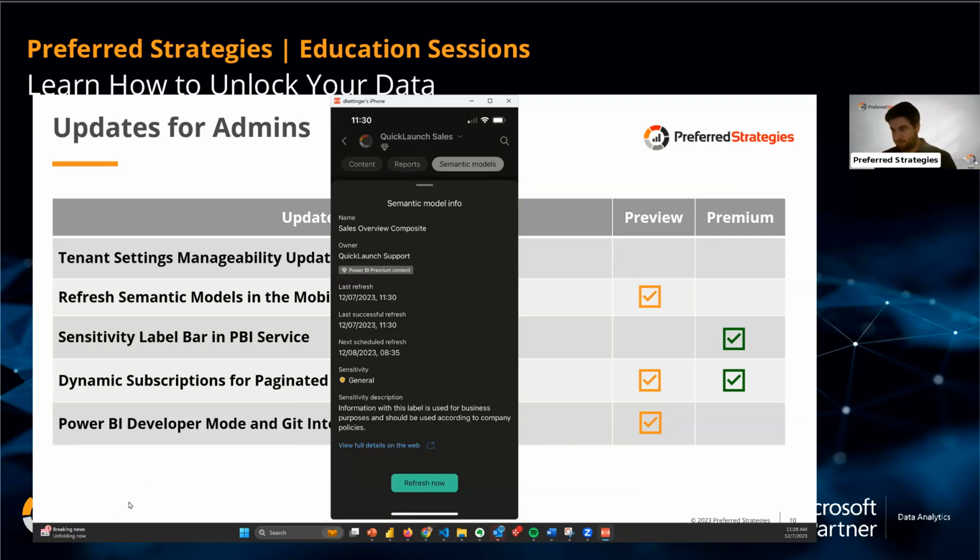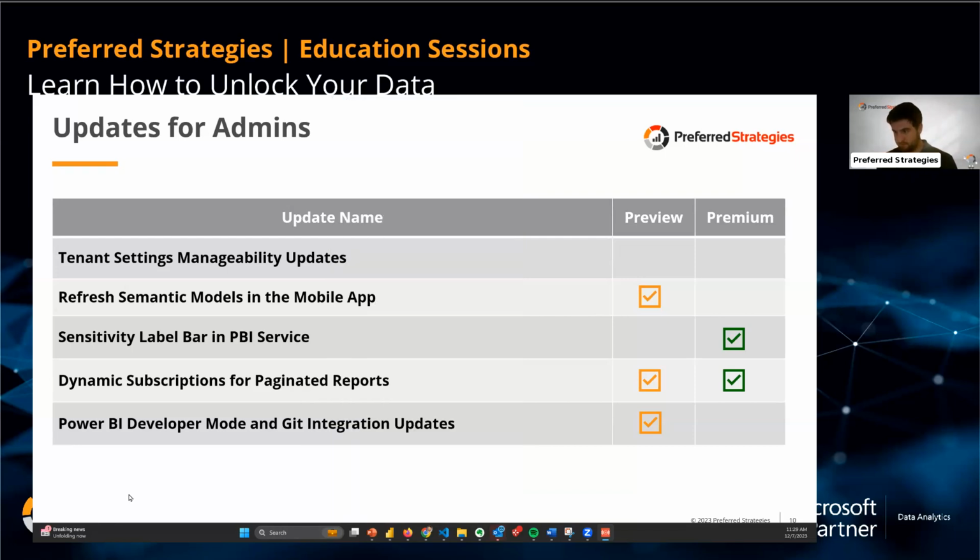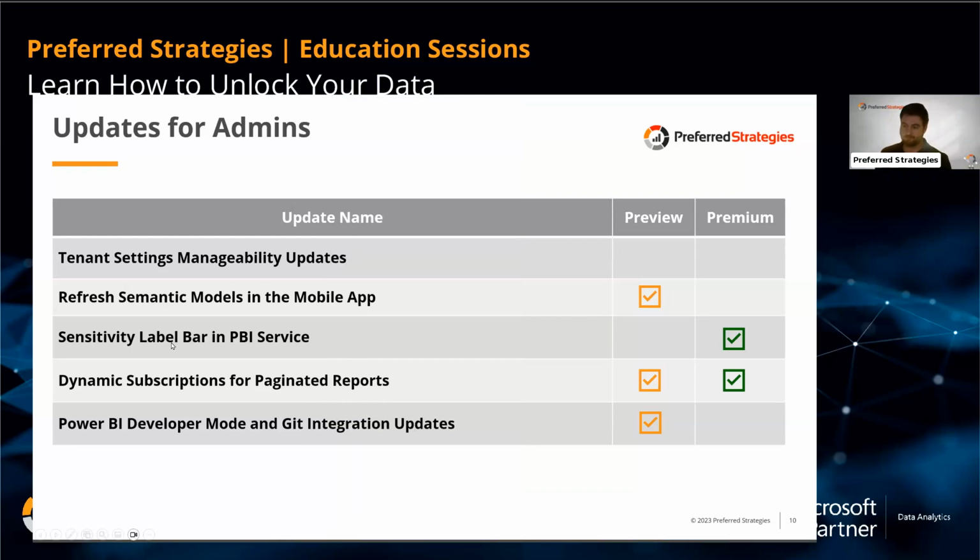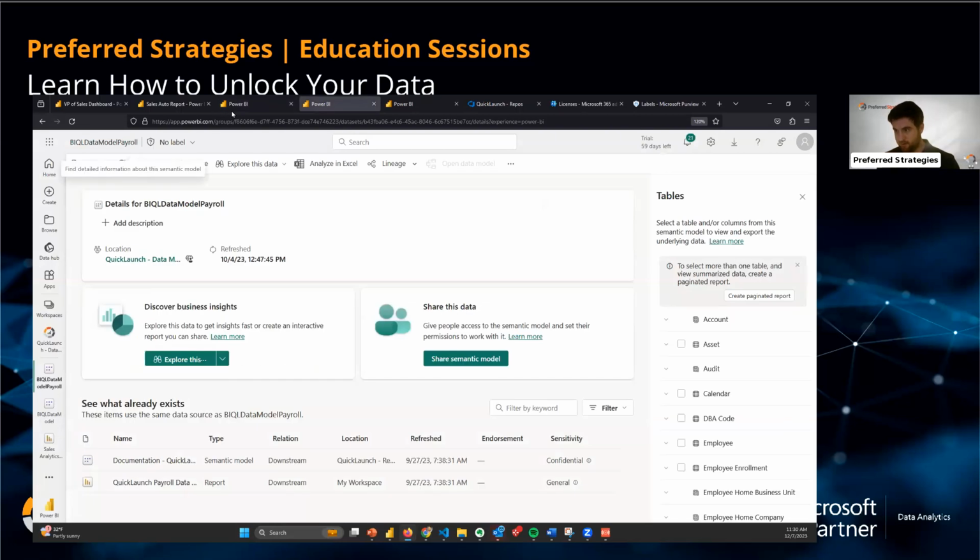So let's go ahead and close this guy and move on to the next one, which is the sensitivity label bar in the Power BI service. So I showed this way back when it was in preview, but this is really around how you can apply Azure Information Protection policies via Purview to your Power BI content. So I'm going to come into the Power BI service here and show you what I'm talking about.